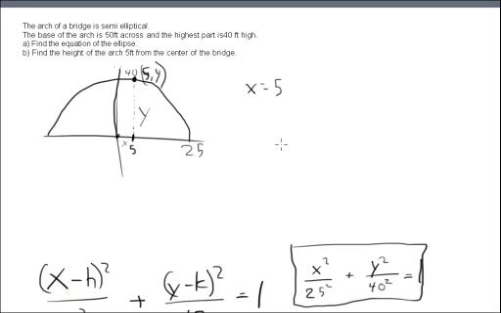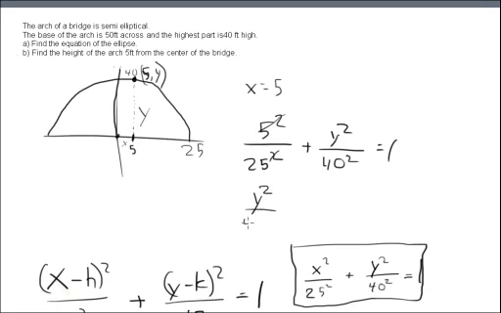Okay, so x is equal to 5. 5 squared over 25 squared plus y squared over 40 squared is equal to 1. Well, this cancels out one of those exponents, because 25 over 25 squared is 1 over 25. So we have y squared over 40 squared is equal to 24 25ths.